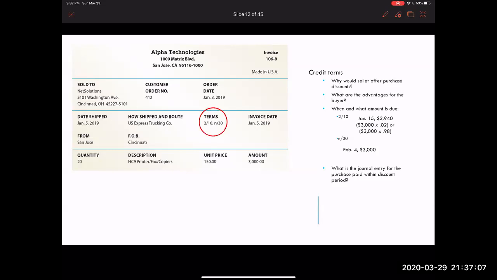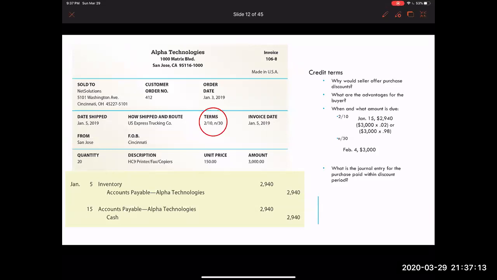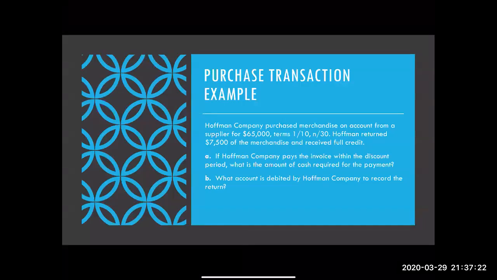So we've already looked at the amount. This is what my journal entry looks like if I'm taking advantage of the discount. Always record it with the discount, okay? All right, with that, take a second to look over this purchase transaction example. When I come back in the next video, we're going to look at how to solve for this, okay? So take a second, do it yourself, and see if you follow the same logic as me.